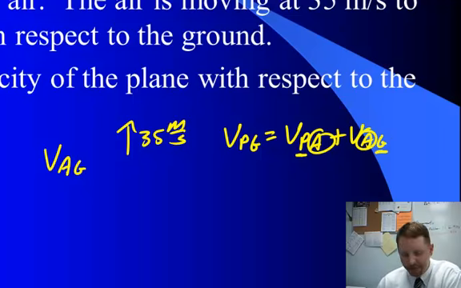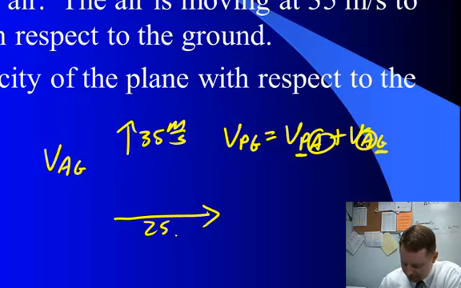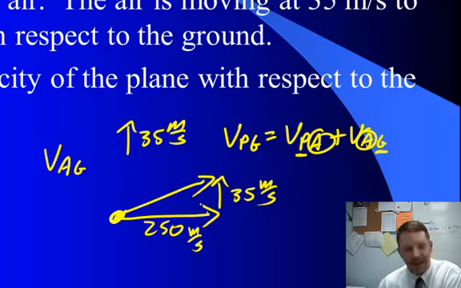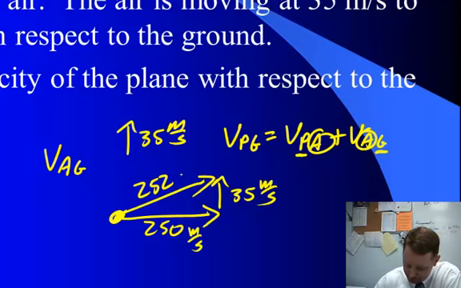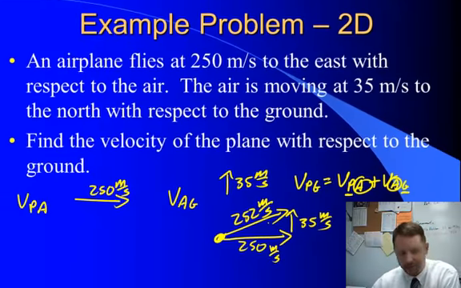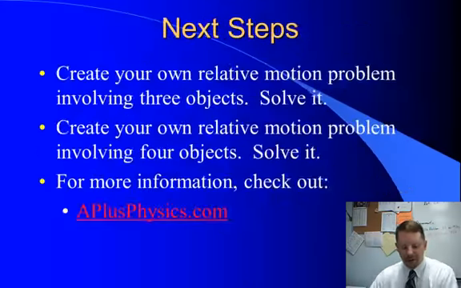This just becomes a vector addition problem then. There's the velocity of the plane with respect to the air, 250. Here is our velocity of the air with respect to the ground, 35, both of those in meters per second. So to find the resultant, we take a straight line from the starting point of our first vector to the ending point of the last. And the Pythagorean theorem, when we go through the math, is going to tell us that this is about 252 meters per second.